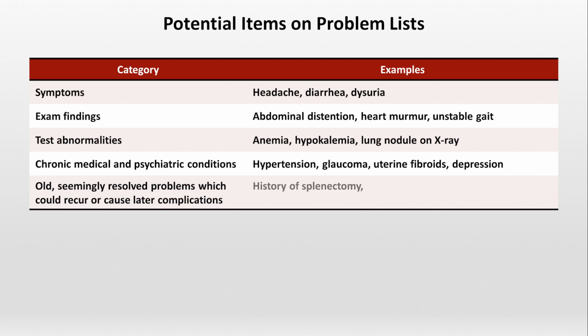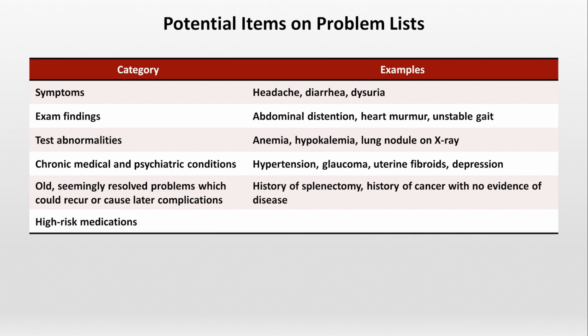For example, a history of splenectomy, because it will place the patient at a greater risk of acquiring a few specific infections, and a history of cancer with no current evidence of disease. This does not mean every seemingly resolved problem. For example, if someone had appendicitis 5 years ago, had an uncomplicated appendectomy, and it's been fine ever since, that does not go on the problem list because that is very unlikely to impact the patient's health in the future.